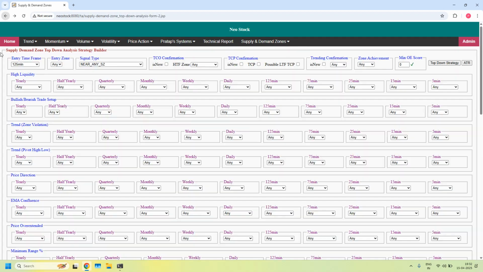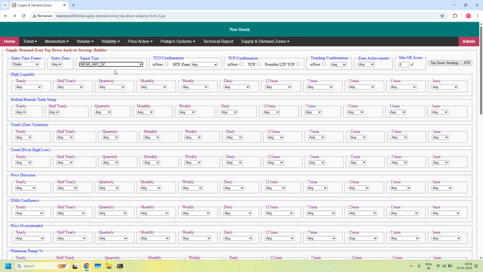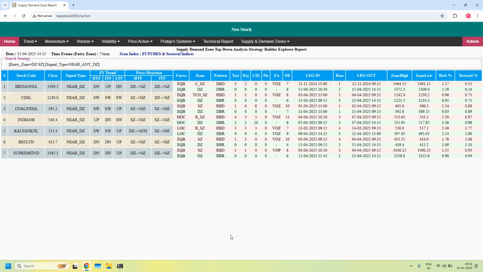Okay, next time frame is 75 minutes. Entry time frame 75 minutes. Let us find the stocks near to the 75 minutes demand zone. We got 7 stocks. Let us look for the high liquidity demand zones. No, there are no 75 minutes high liquidity demand zones from this list. Okay, next.